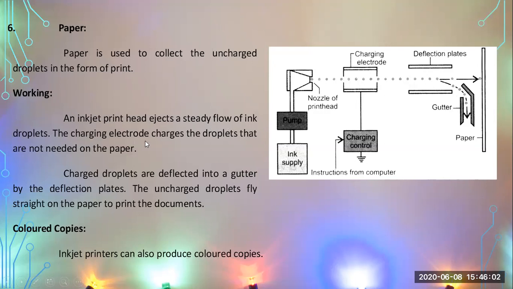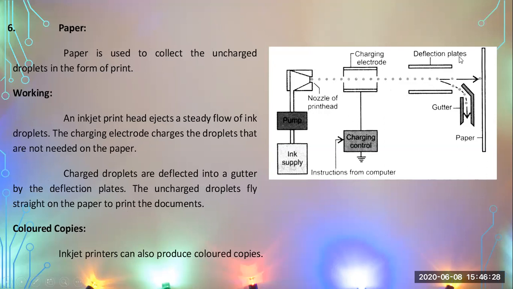The charging electrode charges the droplets that are not needed on the paper. These are charged by the computer assembly, which decides which are not needed. When they are charged, they will move up to the deflection plate. Charged droplets are deflected into the gutter by the deflection plate. The uncharged droplets fly straight onto the paper to print the documents.